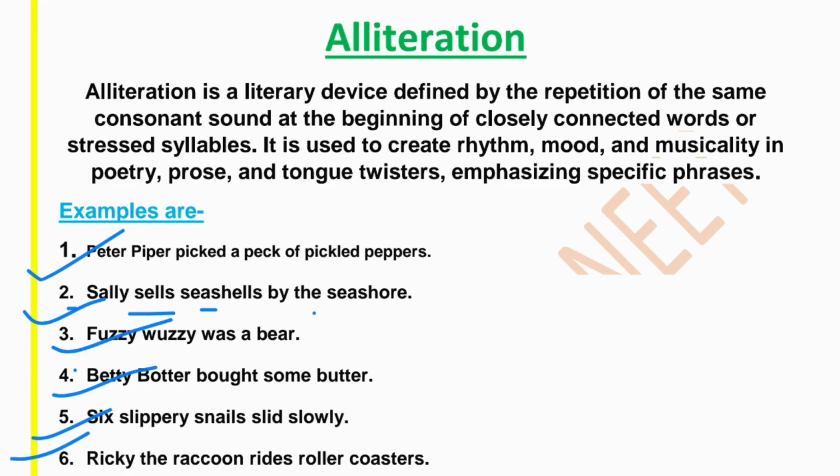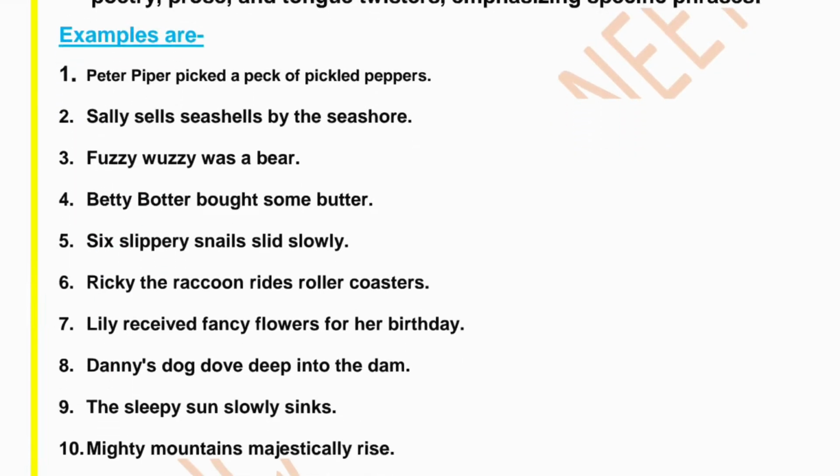Now why do we use alliteration as a figure of speech? Because this is used to create rhythm, mood, and musicality in poetry, prose, and tongue twisters, emphasizing specific phrases. This is mainly used in poetry. The great English poet Shakespeare used alliteration a lot in his plays, his poems, and his stories. Now let's cover some more examples of alliteration.